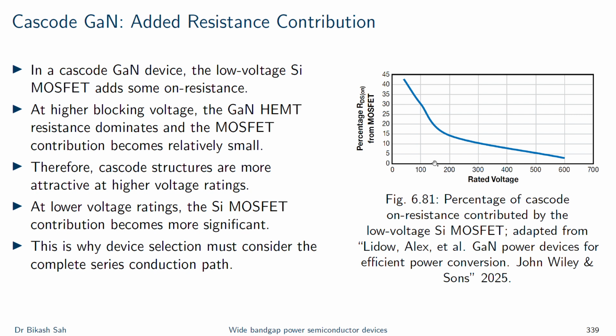The design lesson is that we must evaluate the complete series conduction path, not just the GaN component, when we try to select a cascode GaN device. A cascode device may look like a single 3-terminal transistor from outside, but internally it is a composite switch. So its losses, capacitance, switching speed and reverse conduction behavior are all influenced by both devices, their interconnection and the interplay between them, rather than assuming it is just one device.